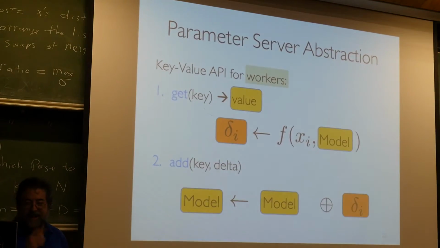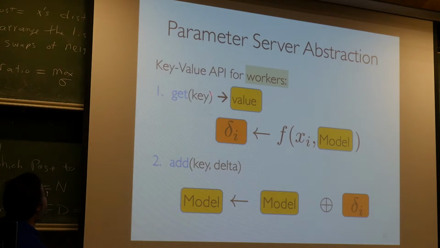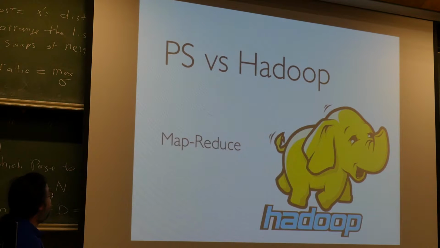So let's move on. All right, so the simplest API is basically a get and set. So we can get the key and that returns a value, the parameter value, okay? Or you can add some delta to that key. So you can increment or decrement it by some amount, all right? So this is the simplest level of abstraction, all right?